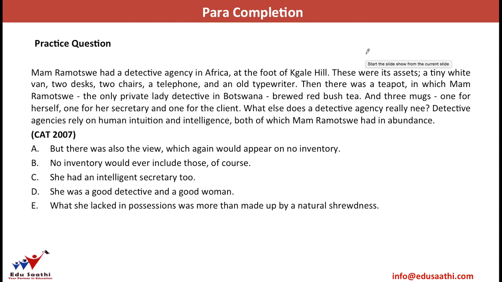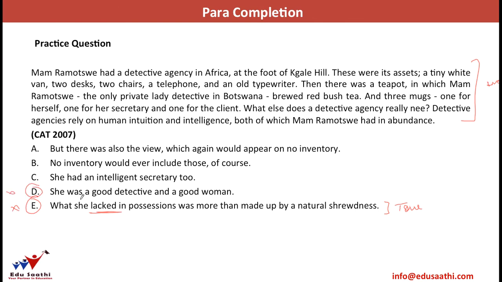Now, if I read the entire passage, I'll remove alternative E because it violates the tone. The entire passage is talking about the positive aspects, whereas option E violates the tone as it starts discussing something negative. She lagged, right? So it discusses something negative.